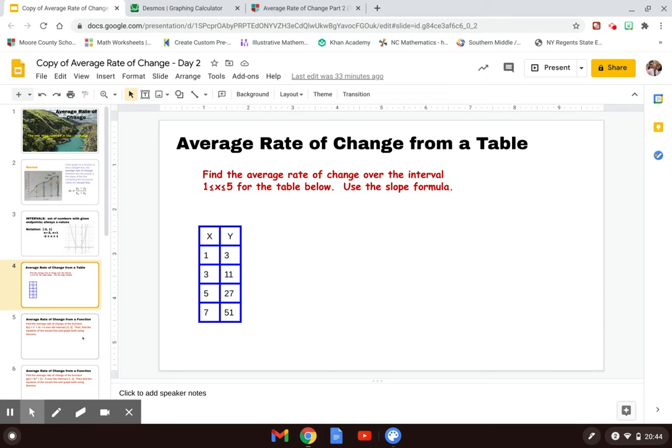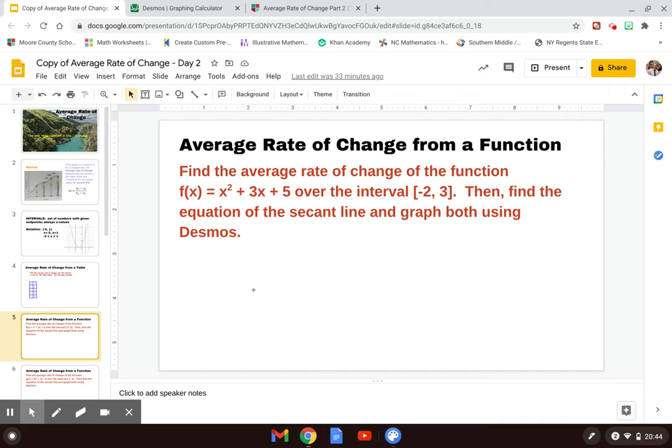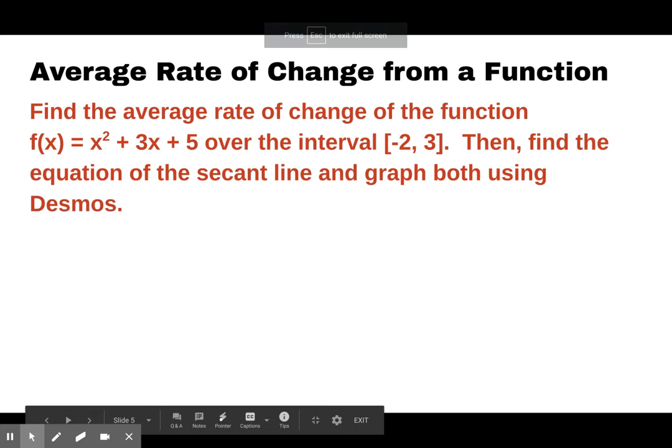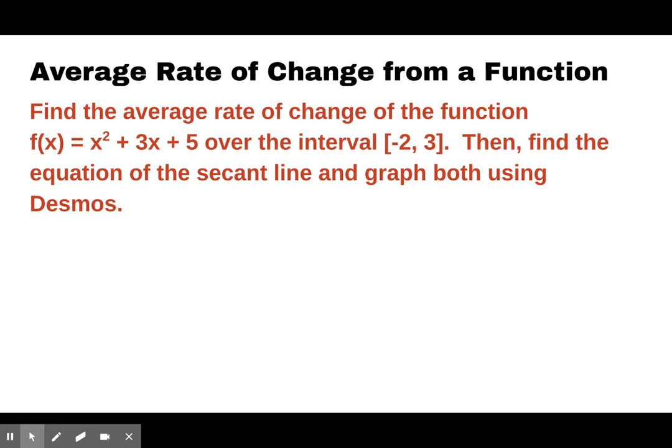Now, if we go back to our slides and look at our next problem, this is the average rate of change from a function. It says to find the average rate of change of the function f of x equals x squared plus 3x plus 5 over the interval [-2, 3]. Then find the equation of the secant line and graph both using Desmos.